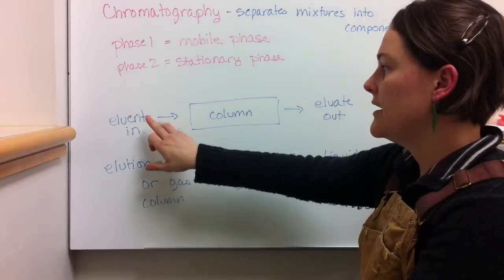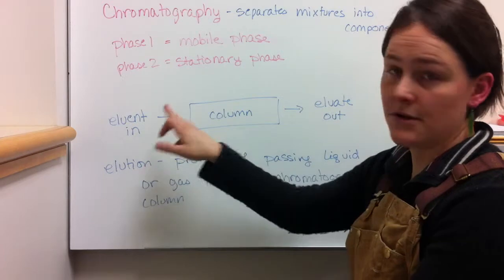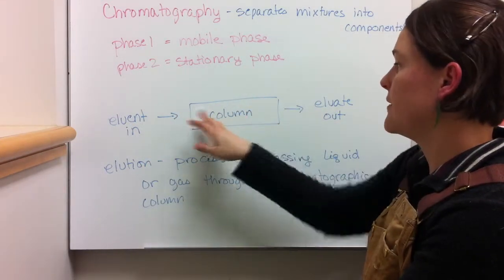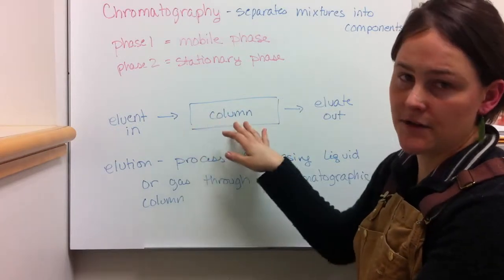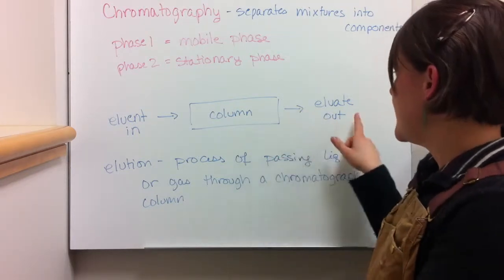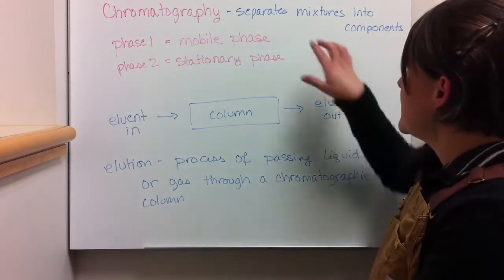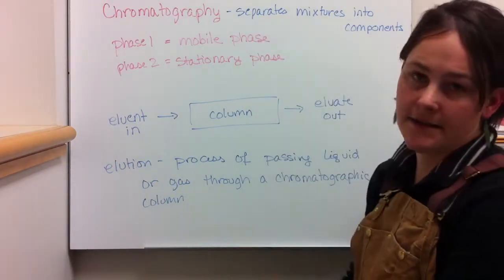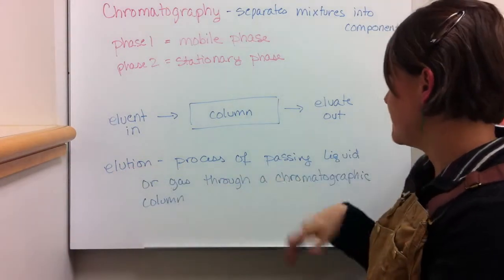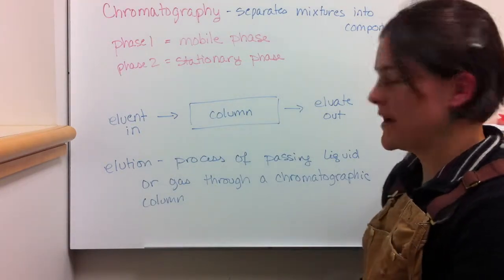Your solvent is called the eluent, and that goes into the column with your solute, and then different solutes travel through the column at different rates for a variety of reasons, which we'll get to, and it's called the eluate when it comes out. So chromatography is the process of separating a mixture into its components, and elution is the process of passing a liquid or gas, your eluent, through a chromatographic column.